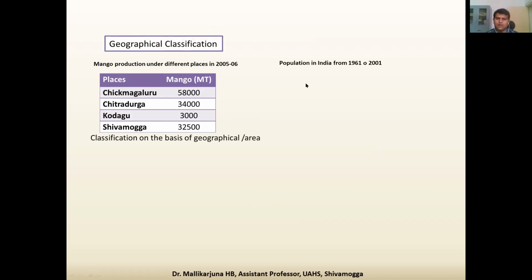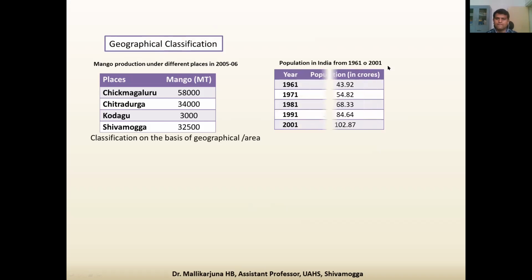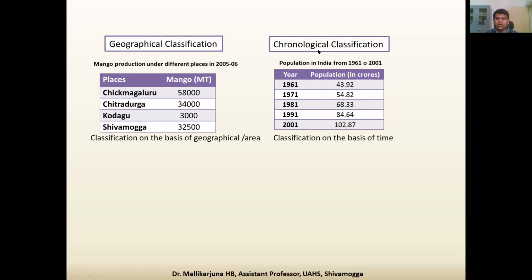And another example, population in India from 1961 to 2001. So here from 1961 to 2001, this is the population, this is in crores. So here this is classification on the basis of time. This classification is known as chronological classification.